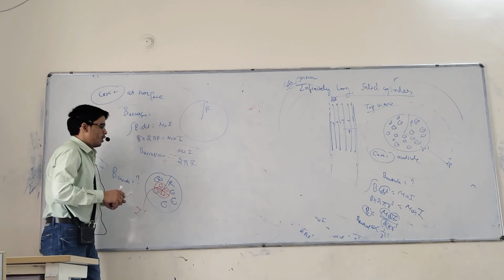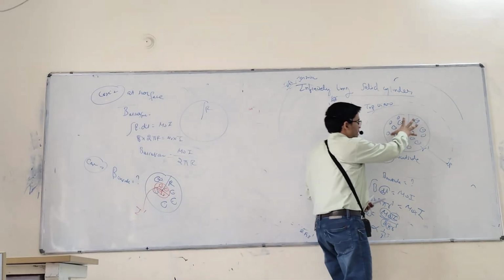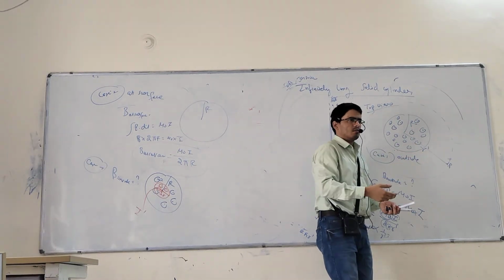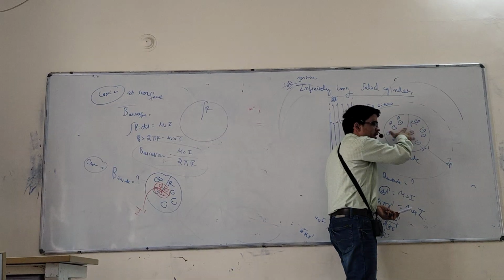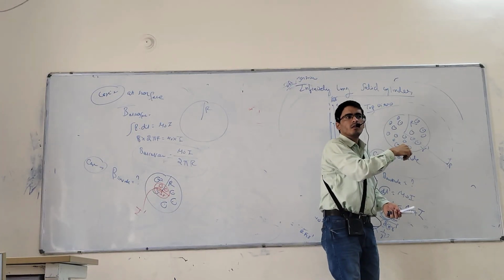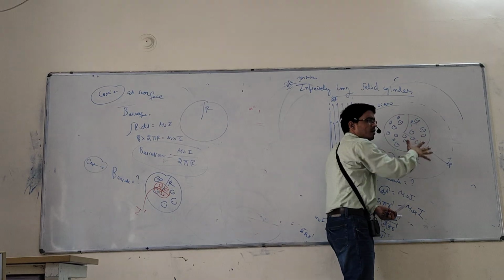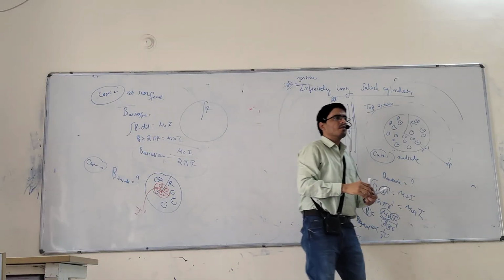Not getting it? What I am telling is that the complete I is moving up across this area. And where is I here? Through this complete area. So what is the area here? Area is not 2 pi R dash. Where is the area? This area. Area of a circle, pi R square. So through pi R square is current I.